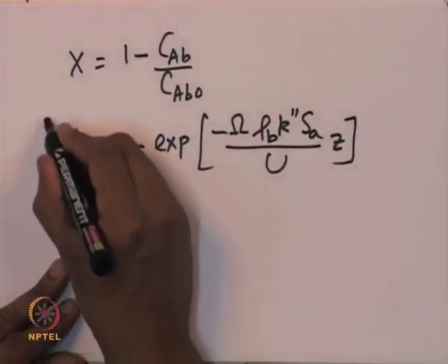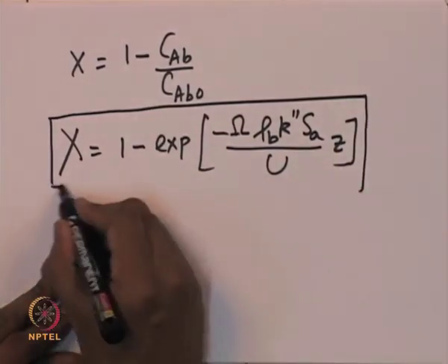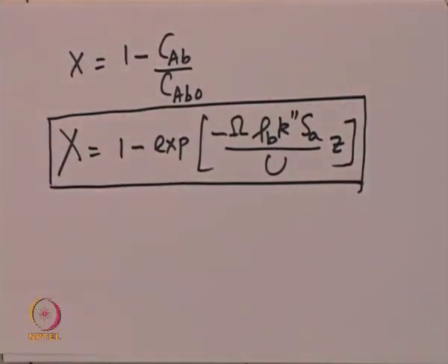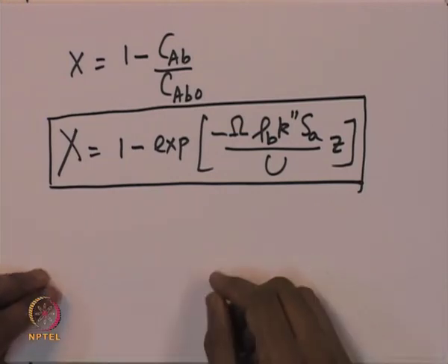So, this expression captures the relationship between the conversion and the location inside the reactor. This is very useful for estimating the conversion given the overall effectiveness factor, the system parameters and the configuration of the reactor, such as the particle diameter.